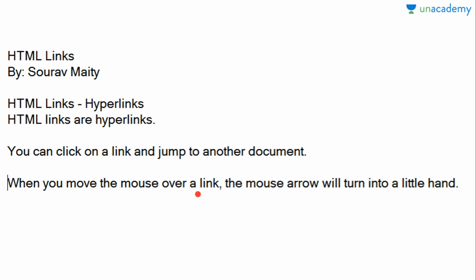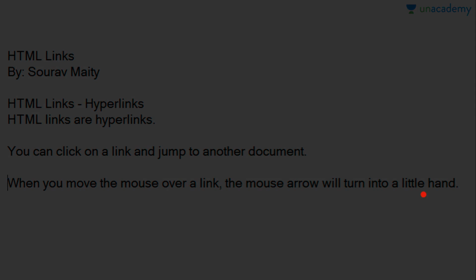When you move the mouse over a link, the mouse arrow will turn into a little hand. You might have seen on many web pages that when you move the cursor over a link, the link changes from blue to another color like pink or red. That's due to the color change property of the link. So these are the benefits of the link. The main use of the link is that the user does not have to do any further work and can jump to any other document for their own benefit. So these are the uses of links.